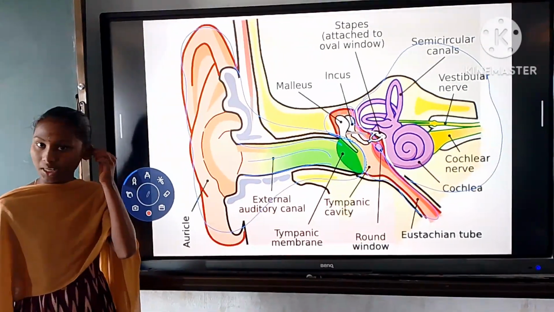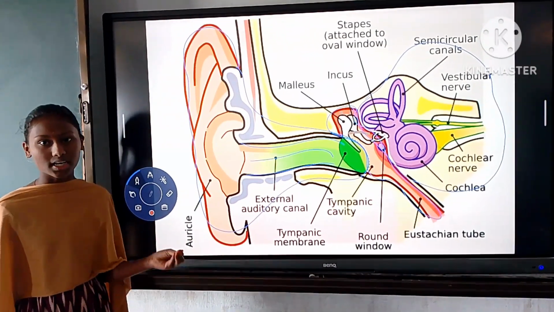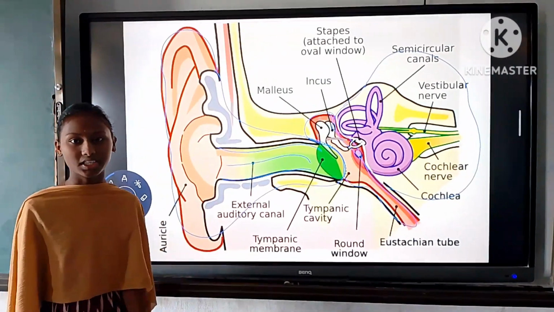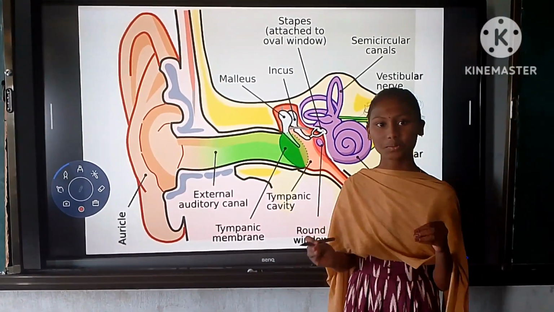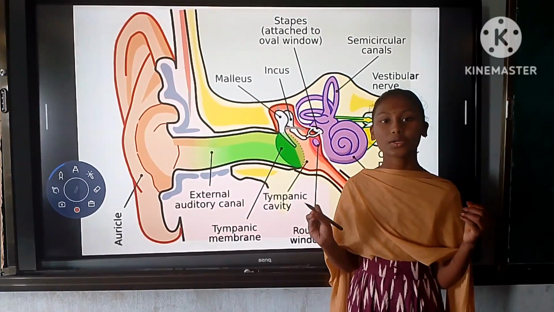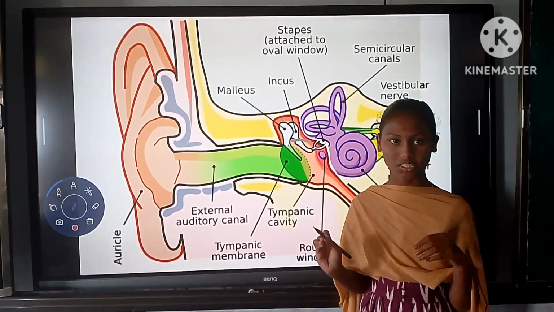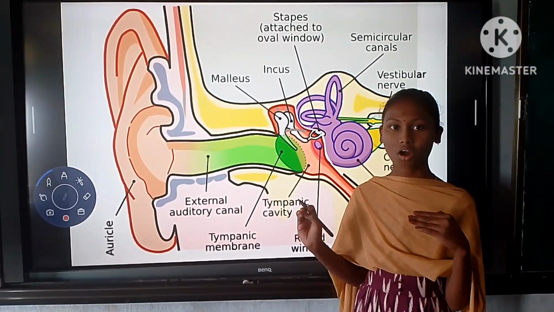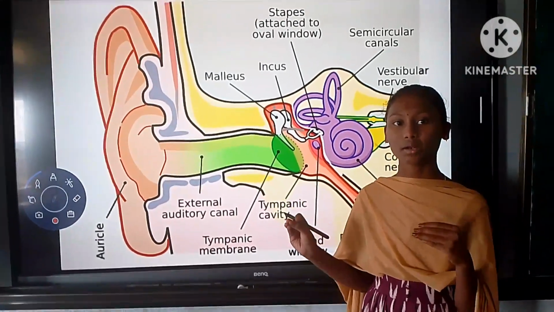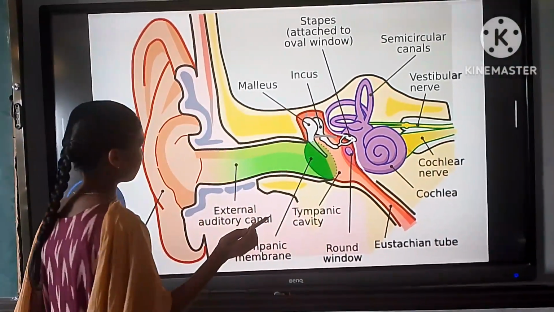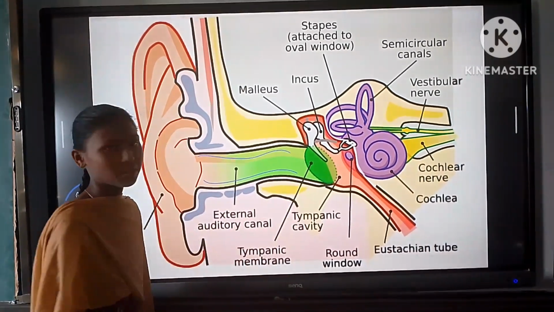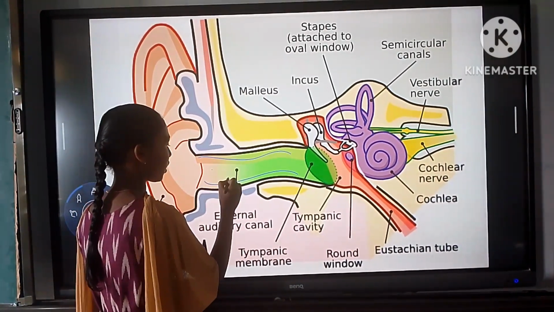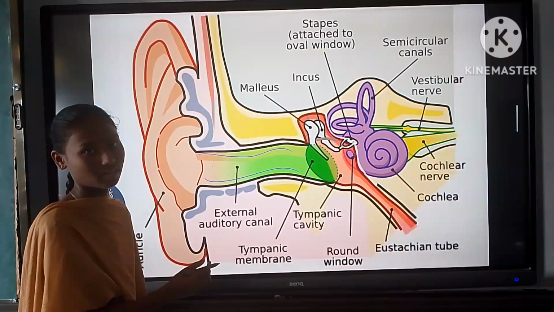The pinna is crumpled and made up of cartilage. Cartilage is one type of connective tissue. The pinna has two types of glands: one ceruminous, second sebaceous. Ceruminous glands produce wax-like substances. Sebaceous glands produce oil-like substances. This is helpful to keep the ear canal lubricated, thus preventing dust and other particles from entering the ear canal.